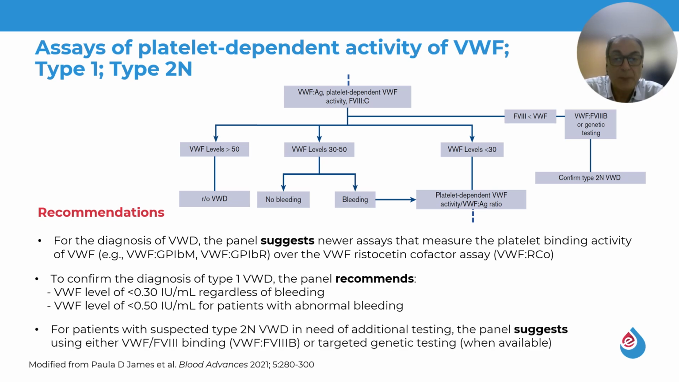For patients with suspected type 2N von Willebrand disease in need of additional testing, the panel suggests using either von Willebrand factor factor VIII binding or targeted genetic testing. Both approaches are not available at all centers, but in either case it is possible to ship a sample to a reference laboratory for the analysis and establish the diagnosis of type 2N von Willebrand disease or mild hemophilia A.